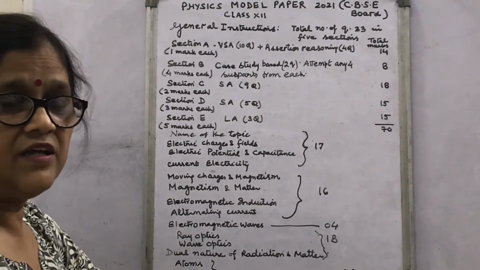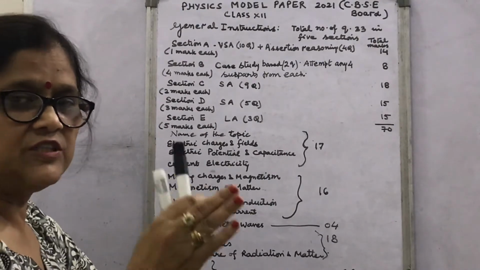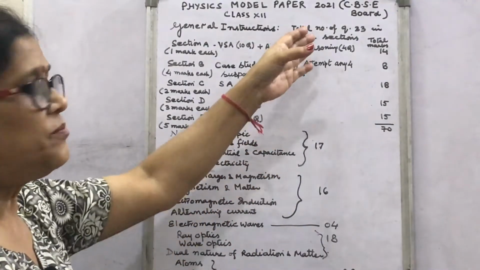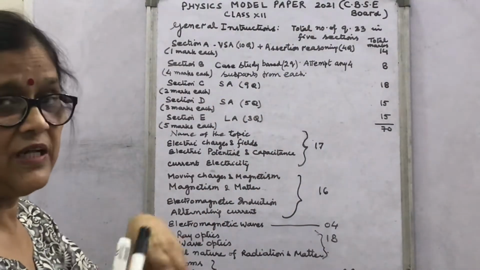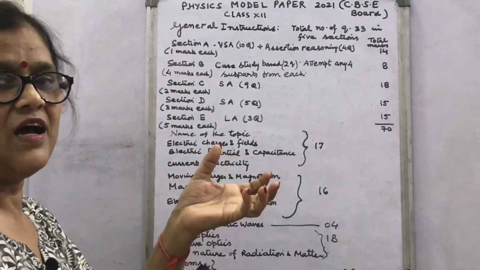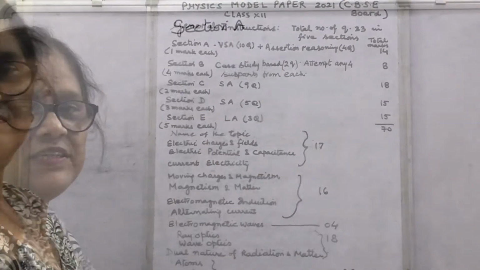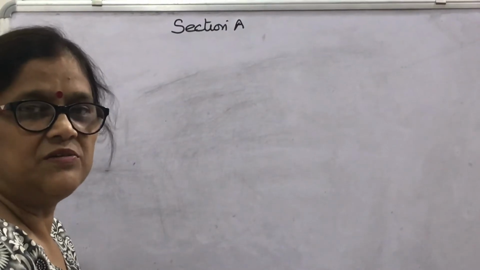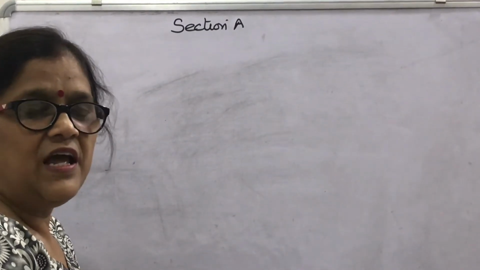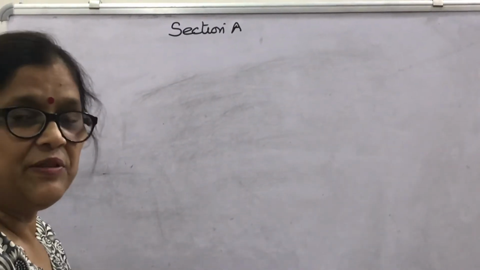Let us see the section wise description of the board paper, which is expected. Like that I am going to discuss. Section A questions, which are very short answer questions, I will read the question and solve. So, be ready with pen and paper.